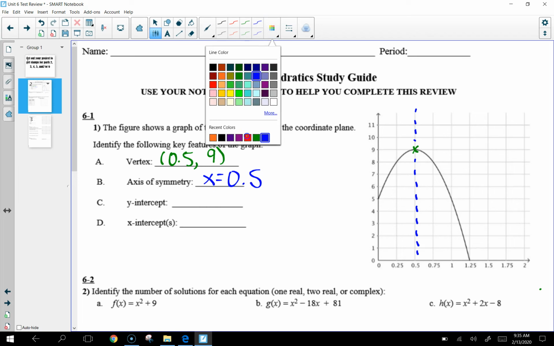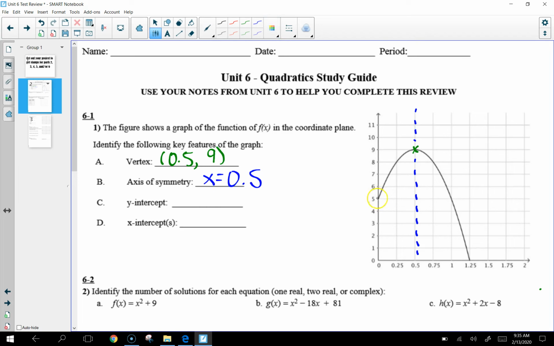All right, our y-intercept comes from where we touch the y-axis. And where is that happening? At 5. And good, I heard someone say 0, 5. That's the point. It is a point at 0, 5.